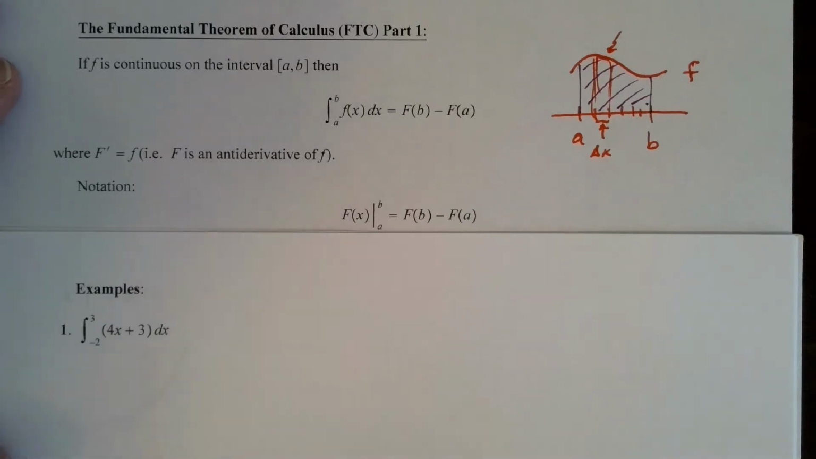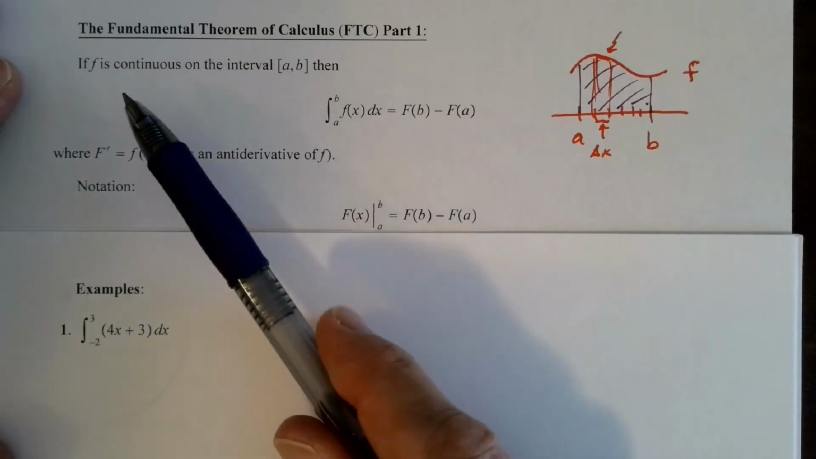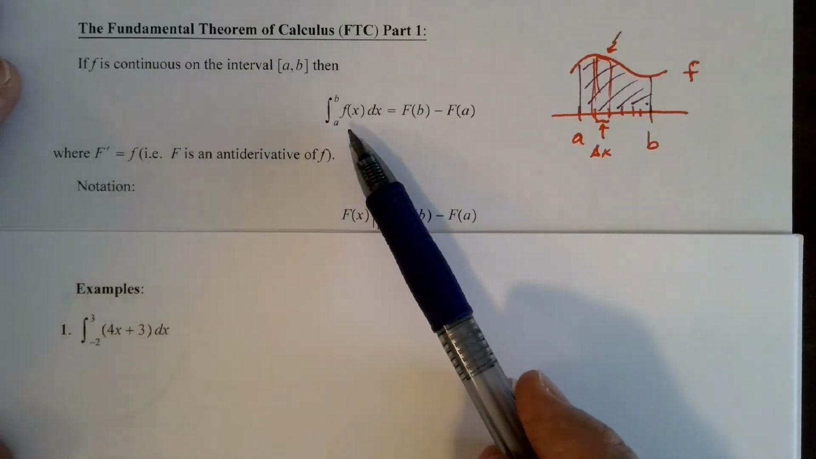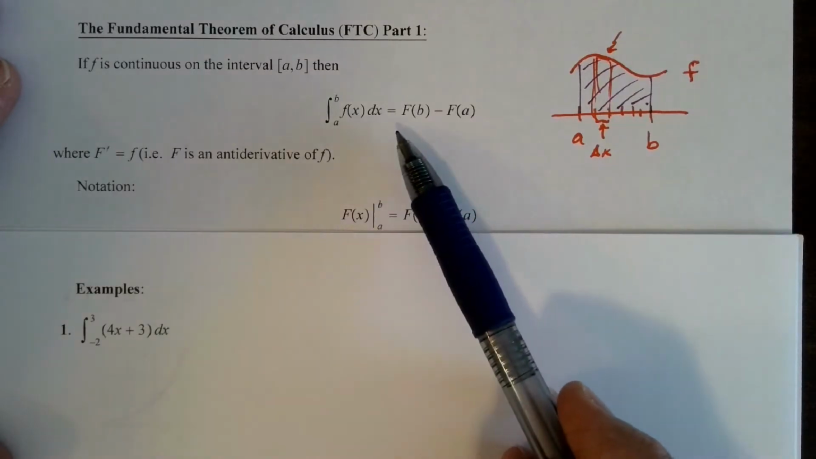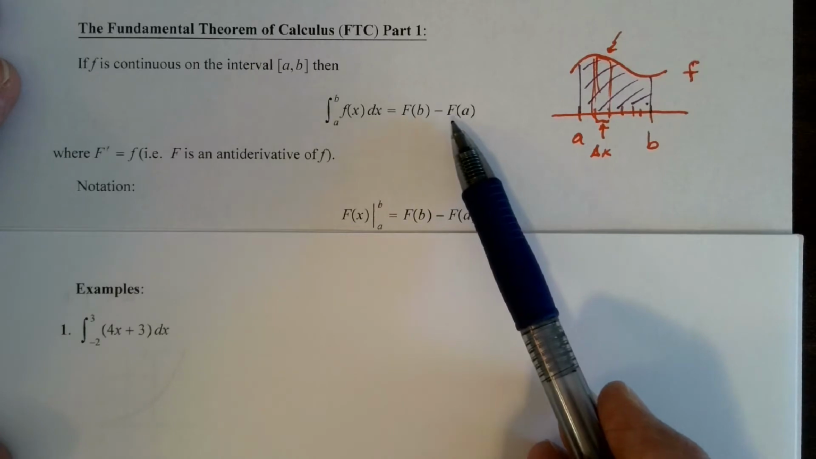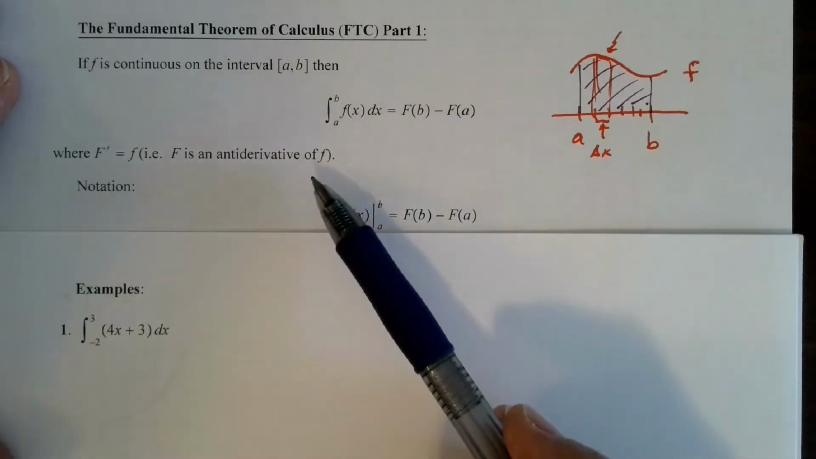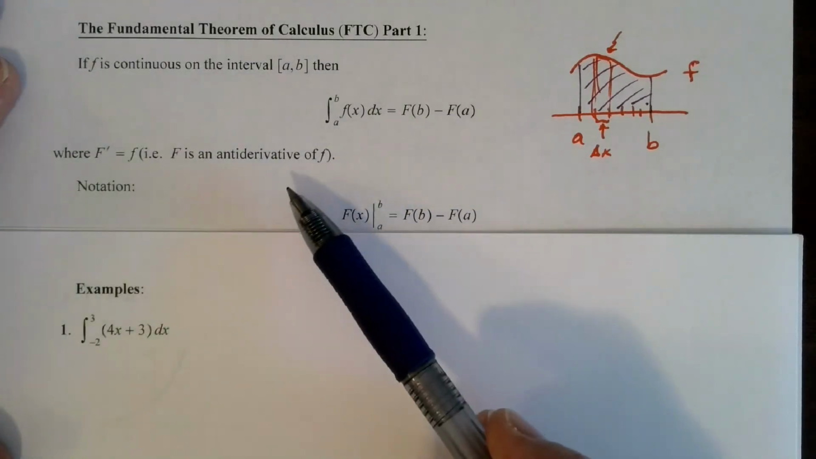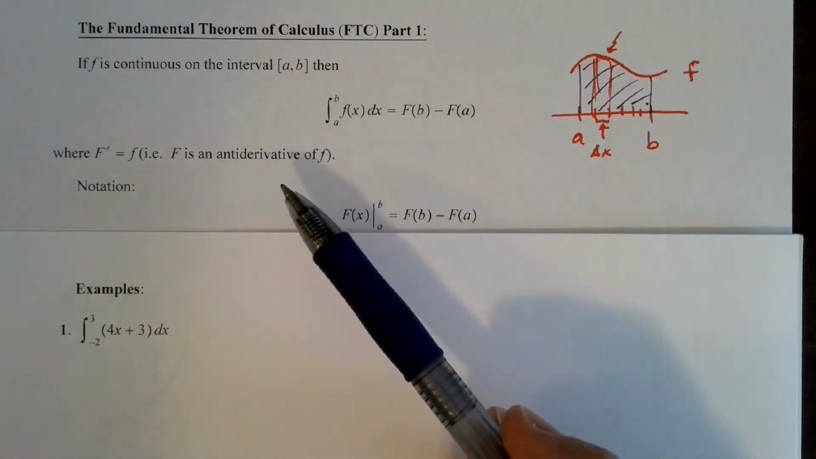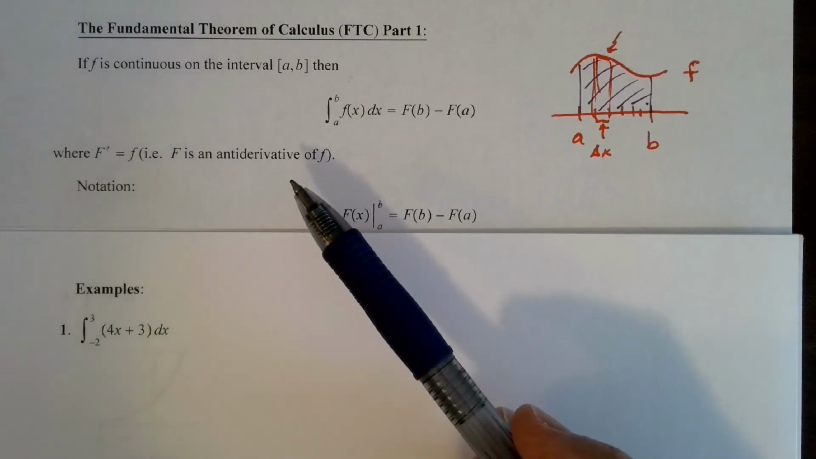So here again is the fundamental theorem of calculus, right? Little f is continuous on the interval from a to b. The definite integral from a to b of that function is equal to capital F of b minus capital F of a, where capital F is the antiderivative of f. So we need to find the antiderivative. Notice if we can't find the antiderivative, we're going to be in trouble. We're not going to be able to use this theorem. We've got to be able to find the antiderivative. It's got to be something that's relatively easy to find.